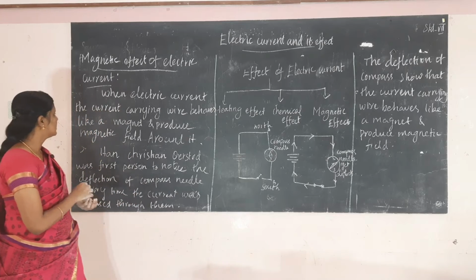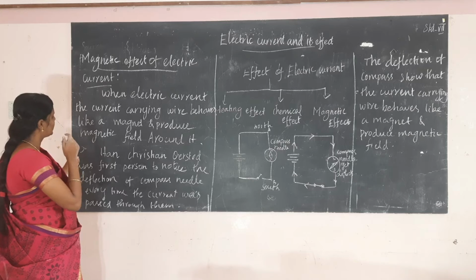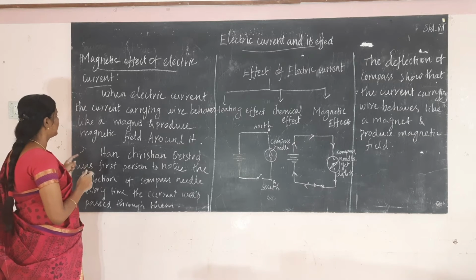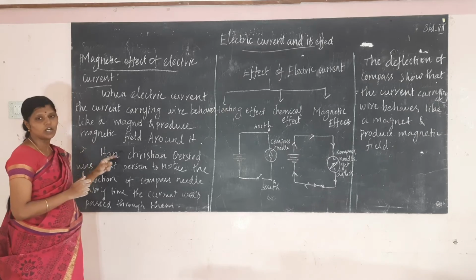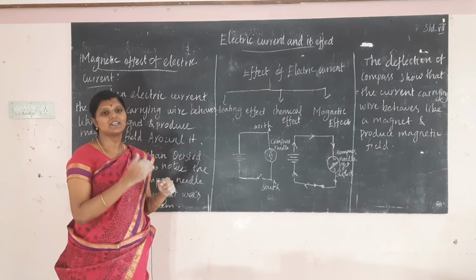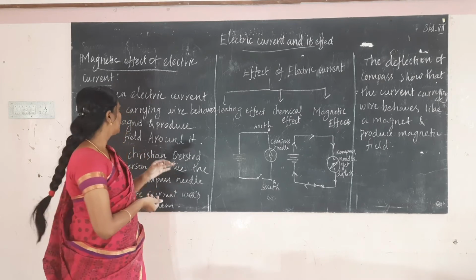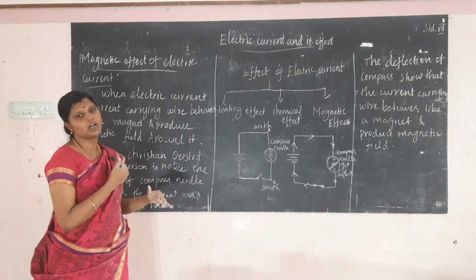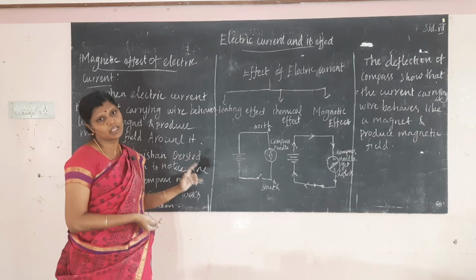When electric current flows through a circuit, the current carrying wire behaves like a magnet and produces a magnetic field around it. This is called the magnetic effect of electric current.